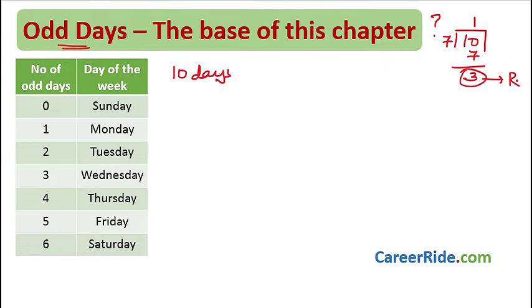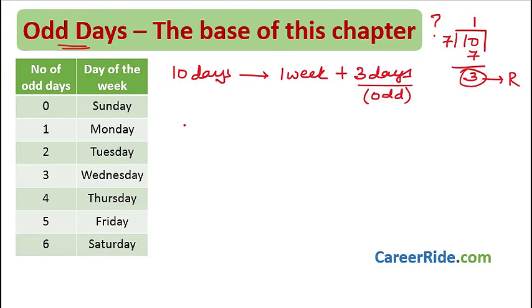So this remainder that I get is actually my odd days. How? Let's see. If I divide this 10 by 7, I get 1 complete week and 3 loose days. And these loose days that I get, these extra days that are not able to become a part of any complete week, I call them odd days.